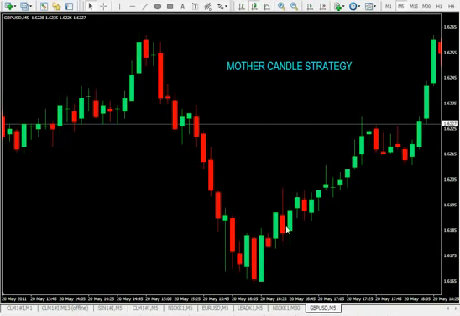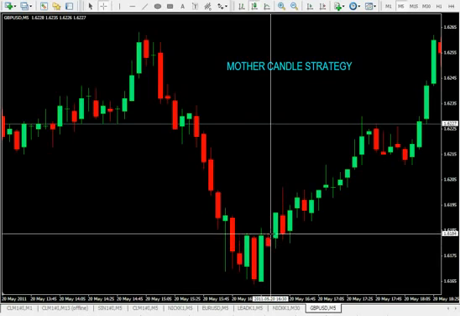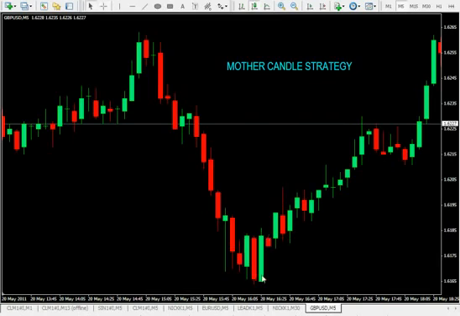Let me explain in the chart. Here you can see a very good bullish candle, and the next candle is very small, very tiny. The high and low of this candle is completely inside the high and the low of the previous candle. So in this case this is the mother candle and this is a daughter candle.